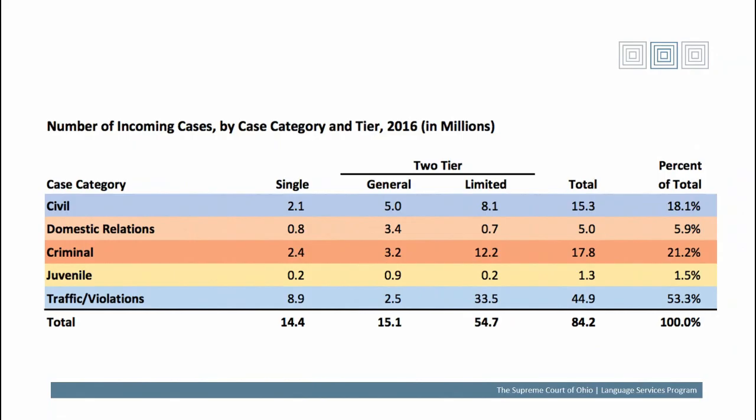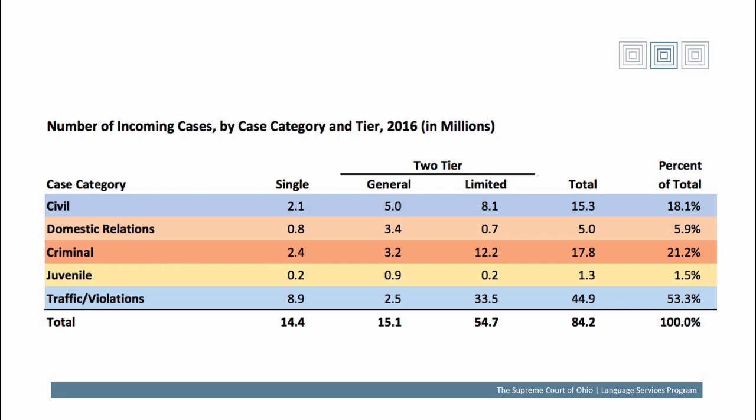As seen on this slide, in the 50 states, the District of Columbia, Puerto Rico, and Guam reported a total of 84.2 million incoming cases for 2016, or about 2.1 million fewer cases than were reported for 2015, which is not shown. Just over half of all 2016 cases, 53%, were reported in the traffic violations category. These actions typically consume far fewer judicial and court resources than the remaining 4 categories of criminal, 21%, civil, 18%, domestic relations, 6%, and juvenile, less than 2%.